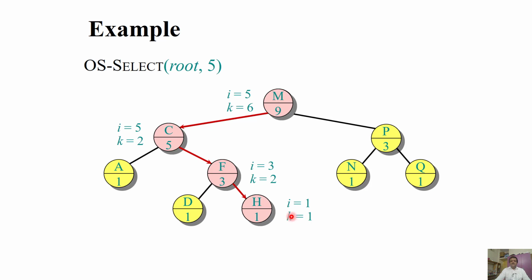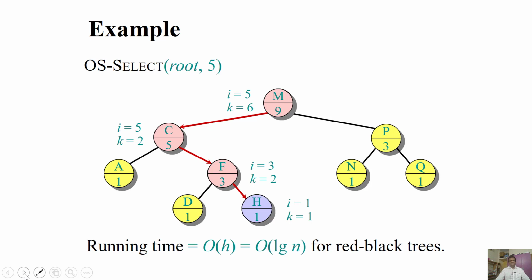1 is the smallest element, and what is the rank of this? The rank of this is nil. So, 0 plus size of nil is 0 plus 1, which is 1. So, we got the element. So, we return H. So, H is the fifth smallest element over here. So, that is the code, that is the OS select.